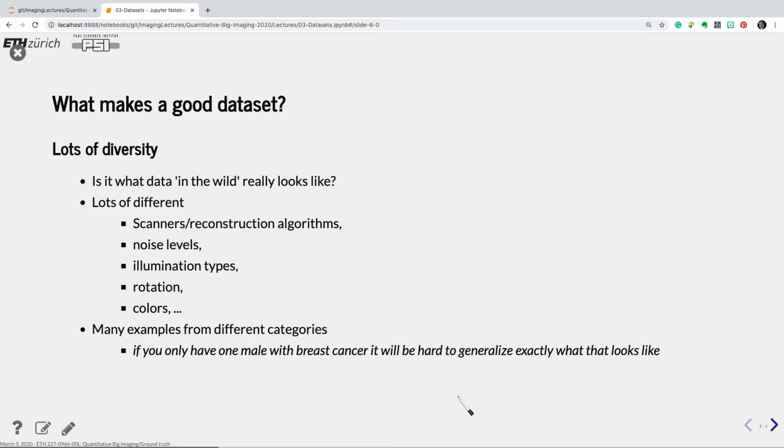Also, you need many examples. For example, male breast cancer is something that's hardly talked about because it's so rare, but it exists. And maybe if you have one data set, it's not very representative to build a learning algorithm around it. So generalization is very hard in that case.